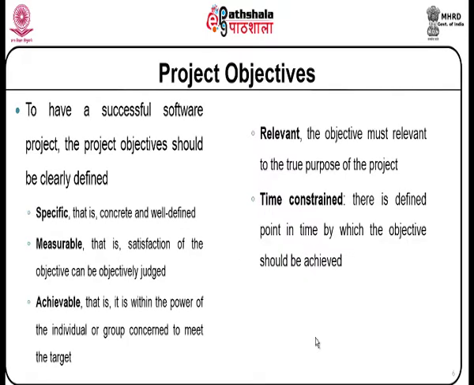component item. Project objectives: to have a successful software project, the project objectives should be clearly defined. This has an impact on quality. Specific, that is concrete and well defined. Measurable, that is satisfaction of the objective can be objectively judged. Achievable, that is within the power of the individual or group concerned to meet the target. Relevant, the objective must be relevant to the purpose of the project. Time constrained, there is a defined point in time by which the objective should be achieved.